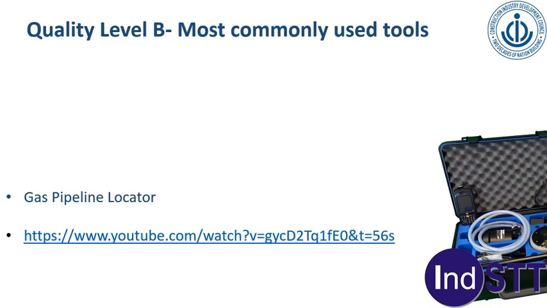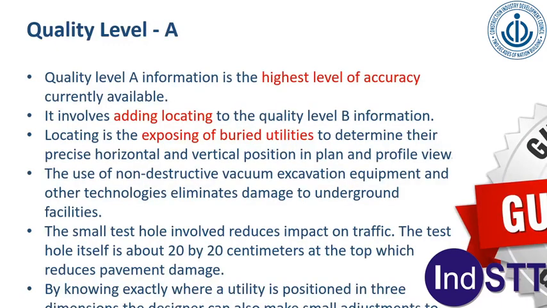And the next is quality level A. Quality level A information is the highest level of accuracy currently available. It involves adding locating to the quality level B information. Locating is the exposing of the buried utilities to determine their precise horizontal and vertical position in plan and profile view. So now we are not just working on the principle of two-way travel time like we were doing in quality level B, but actually exposing at a particular position and inspecting the utilities.